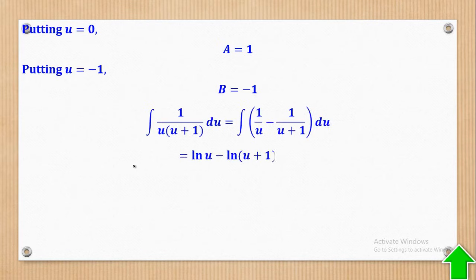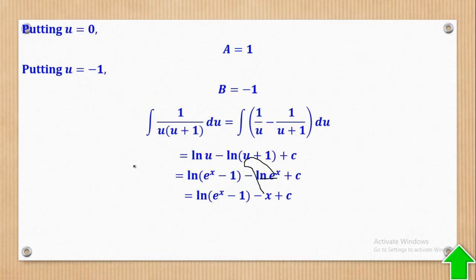Integrating 1 over u gives me ln u, and integrating 1 over u plus 1 gives me ln u plus 1 plus c. But remember, we are the ones who introduced u, so we have to again replace u with e^x minus 1, and u plus 1 was e^x. Now here ln e cancels to remain with only x, which is here, because ln e is equal to 1.